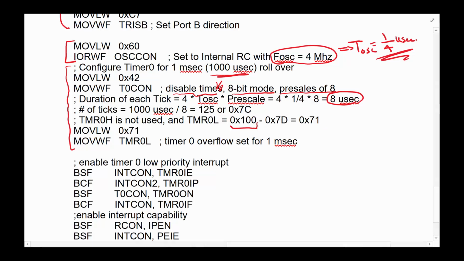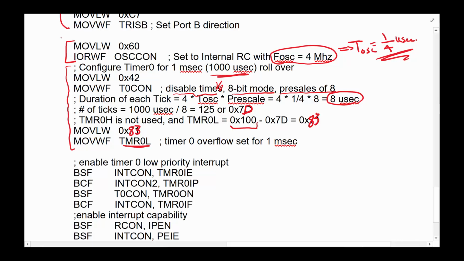125 in hex is actually 7D, and then if you subtract 70 from 100, you will get an 83. So 83 should be really what we are going to put in timer 0 low, and that will give us 1 millisecond later, because it's got to count up 125 times before an interrupt happens.